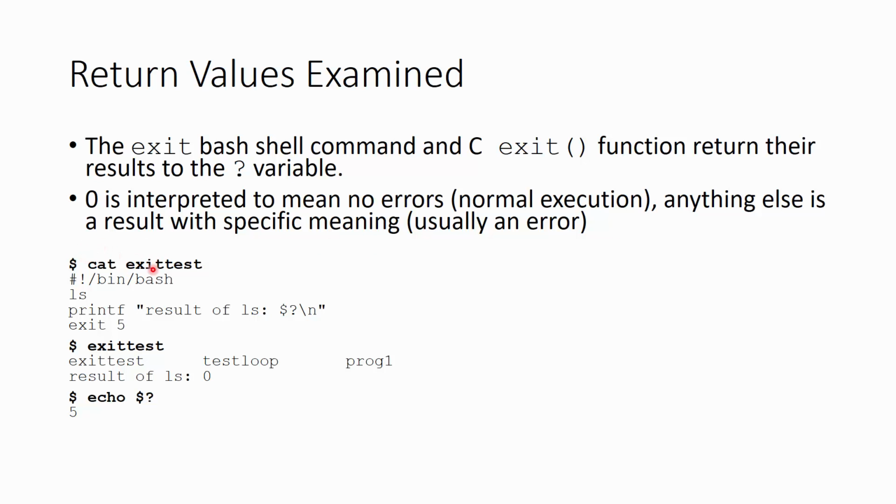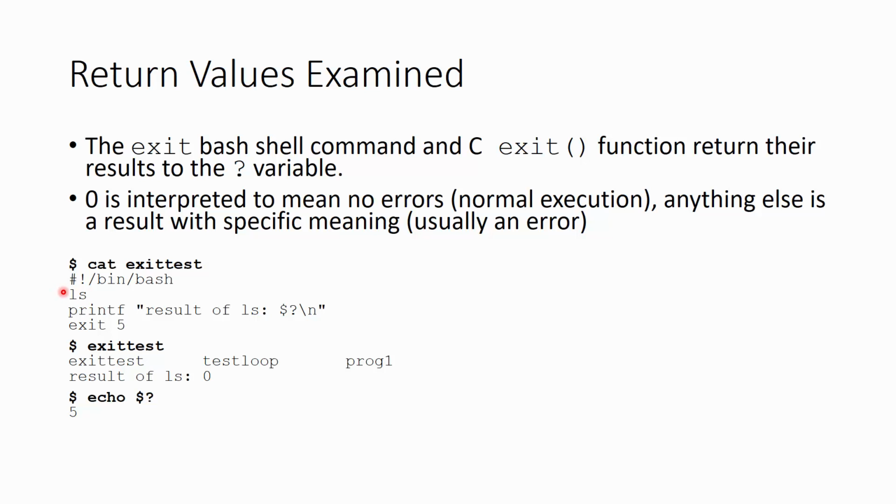So if I cat out a program here called exit test, this is a little script that I've written. Exit test has the first line, which tells us that it's a bash script, and then it runs ls just by itself, and then it runs a printf command, and it's going to say where the result of ls is, and then here we have $? and a newline, and then exit 5. So when this thing runs, exit test is going to run, and it just follows the results of the script.